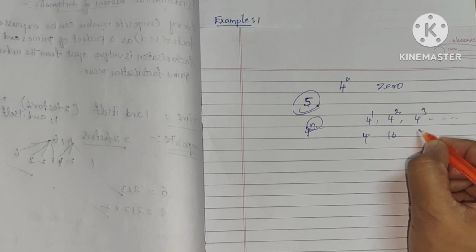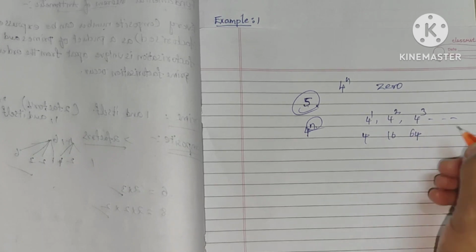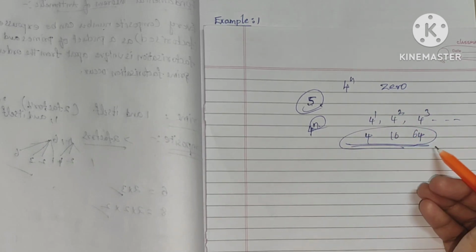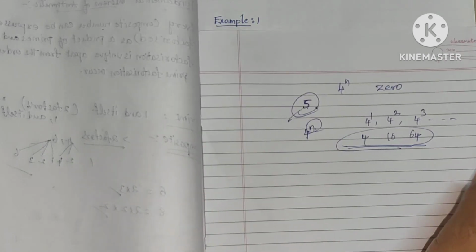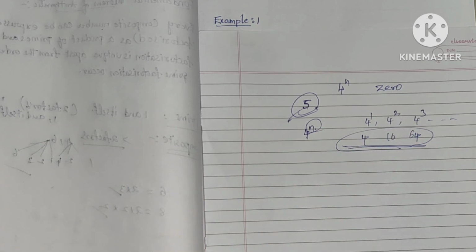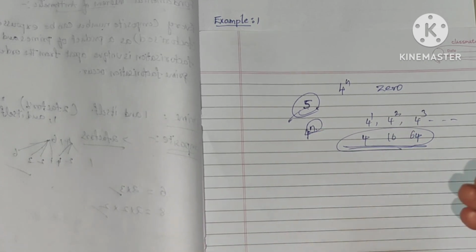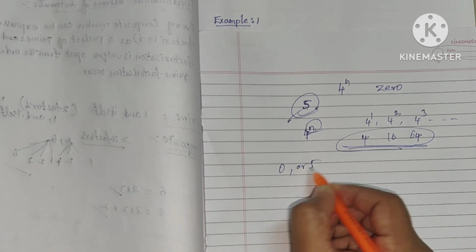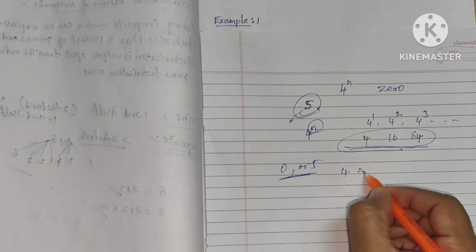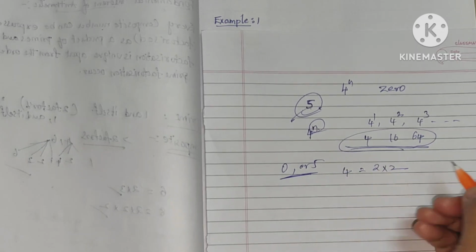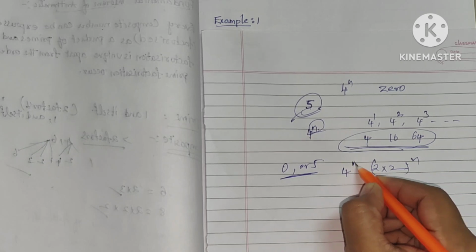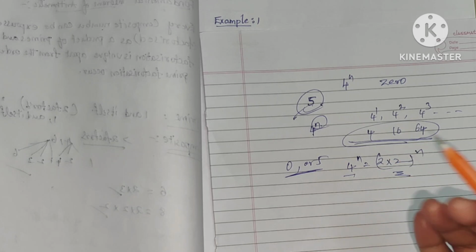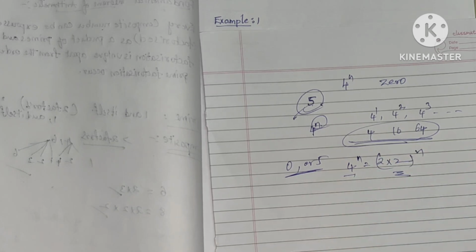So it's 4, 16, and 64. No number is divisible by 5. To be divisible by 5, the number must end with 0 or 5. How can we write 4? Prime factorization: 2 into 2, whole power n. There is no 5 in the prime factorization of 4 power n, so it cannot end with 0.